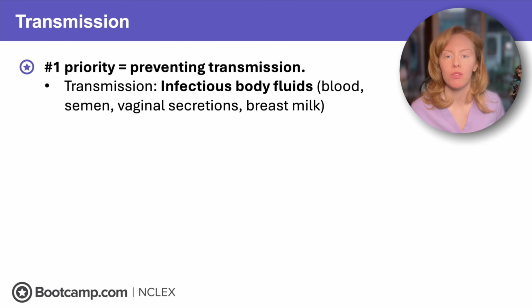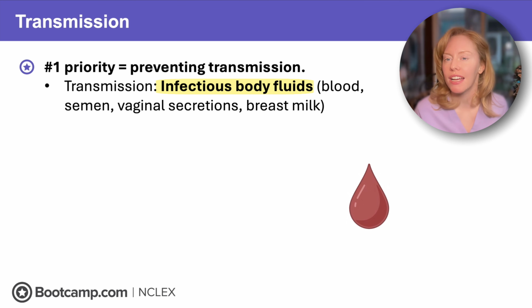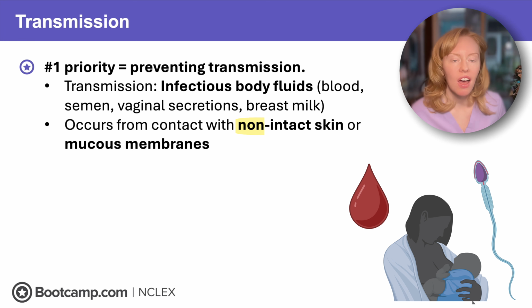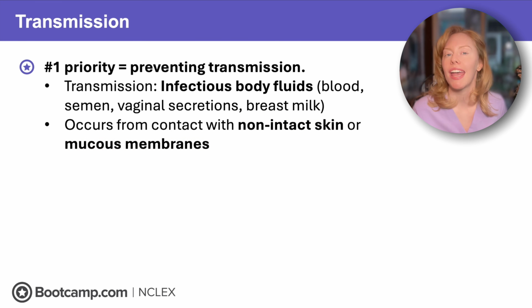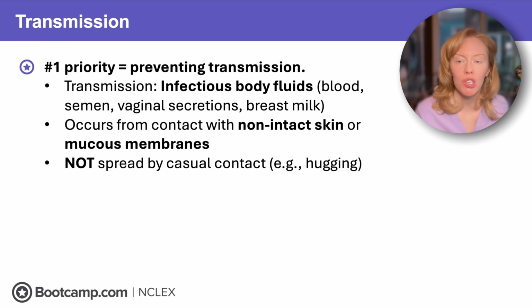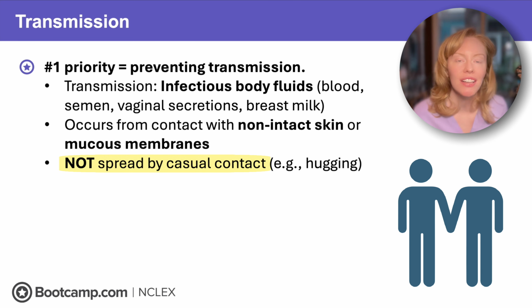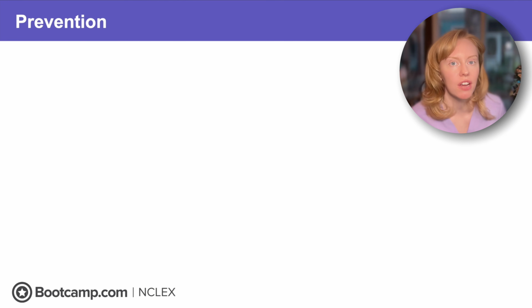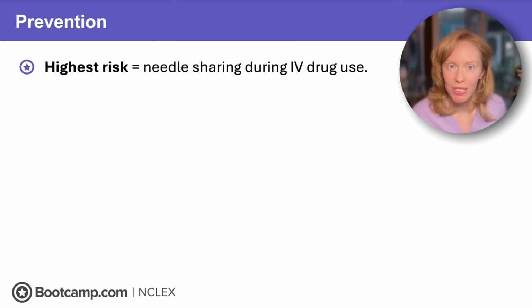And transmission occurs when infectious body fluids like blood, semen, vaginal secretions, or breast milk come into contact with non-intact skin or mucous membranes of a non-infected individual. And although there is a stigma, it's important to remember that HIV is not spread by casual contact like hugging, so don't fall for that option on the NCLEX. So we should be teaching prevention measures to all patients, especially those engaging in high-risk behaviors for HIV transmission, with the highest risk behavior being needle sharing during IV drug use.